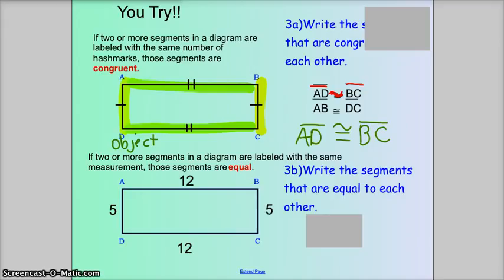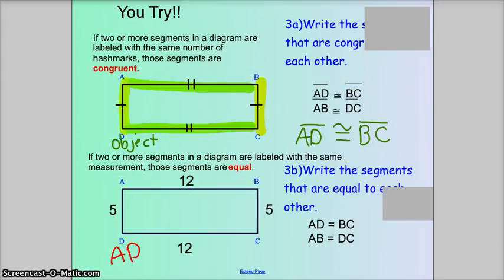The second one says, if two or more segments in a diagram are labeled with the same measurement, those segments are equal. Because there are numbers present, we're saying that the measurements are equal to each other. So in this particular case, because we're dealing with measurement, I'm going to use the notation without the segment on top. I know it sounds very detail-oriented, and it is, but I do still want to talk about it so that you know how to read math.